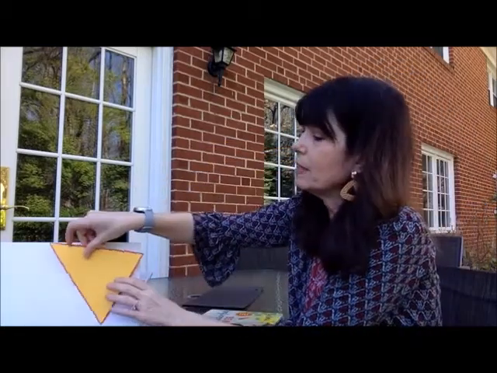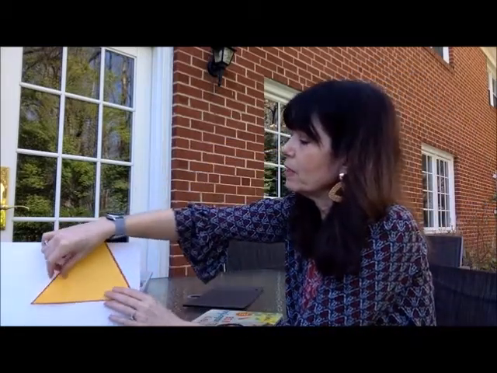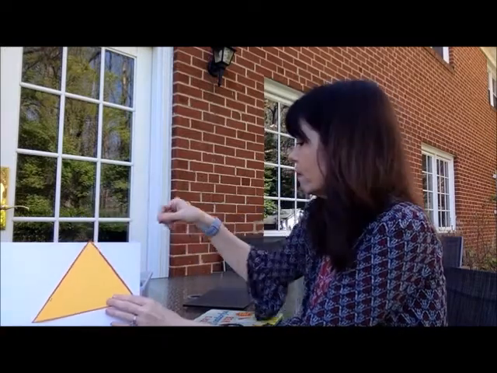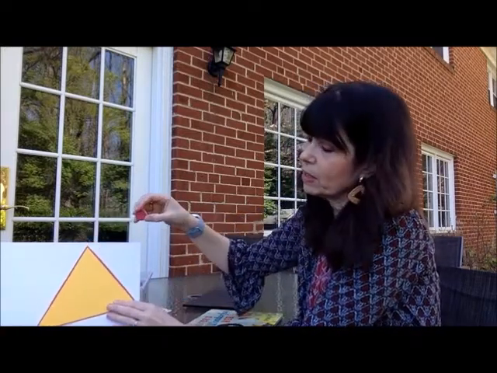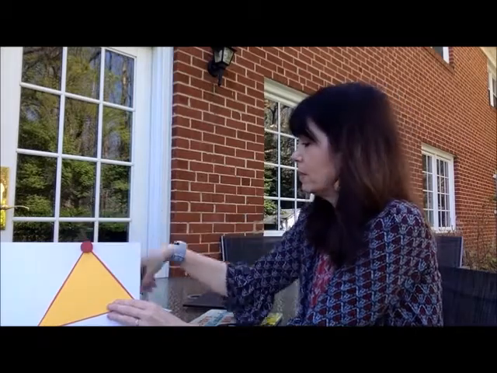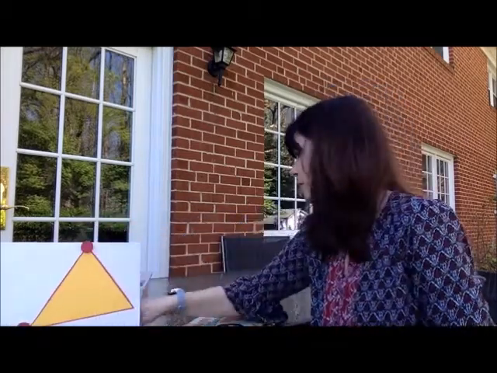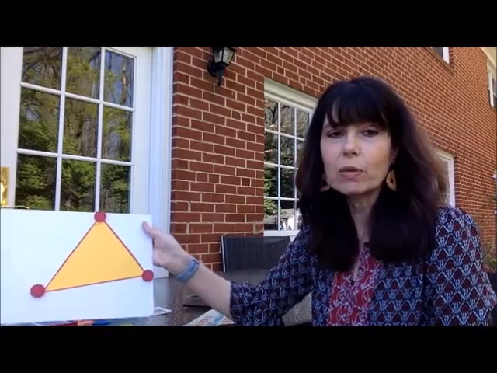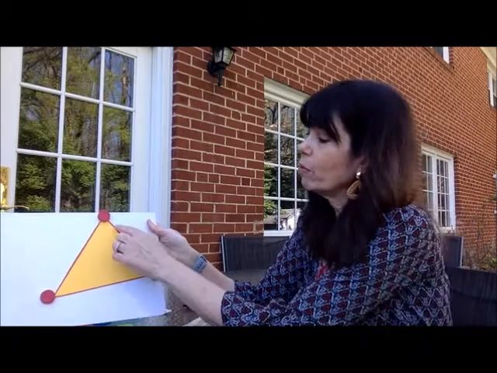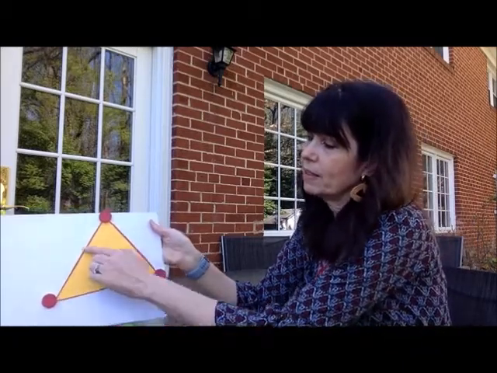So I'm going to put a dot on each of the vertices. When we say more than one, we call them vertices. So let's count them together. 1, 2, 3. So my triangle has 3 vertices and 3 sides.